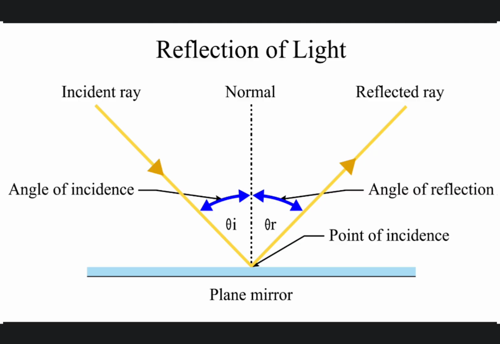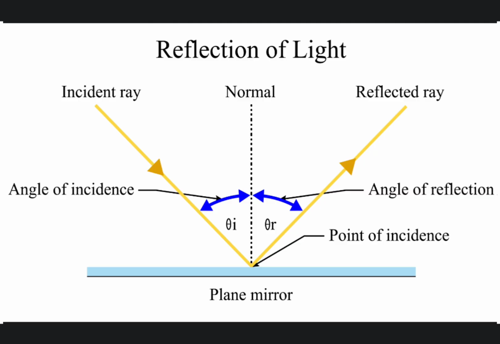So we'll draw one straight line, a perpendicular line between this incident ray and reflected ray. That line we call normal. Okay, the normal is an imaginary line drawn perpendicular, meaning 90-degree, to the mirror surface at the point of incidence. This one we call normal.